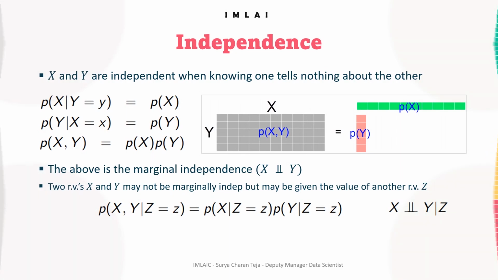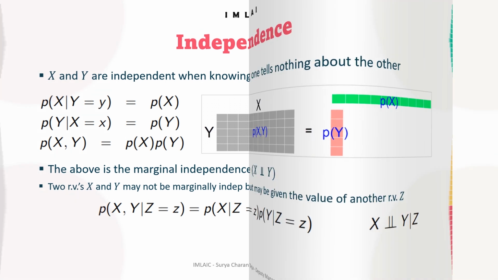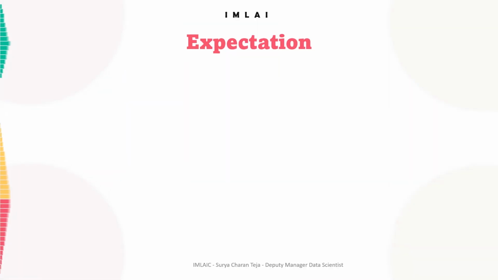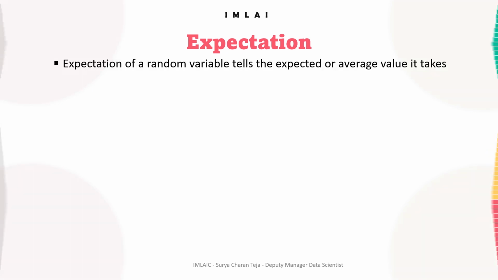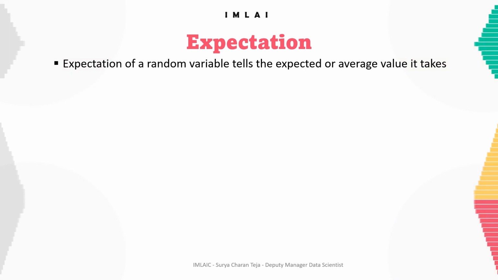Now let's look into more concepts of random variables and probability distributions. Let's begin with the expectation of a random variable. In probability theory, the expectation of a random variable (RV) is a measure of its central tendency.